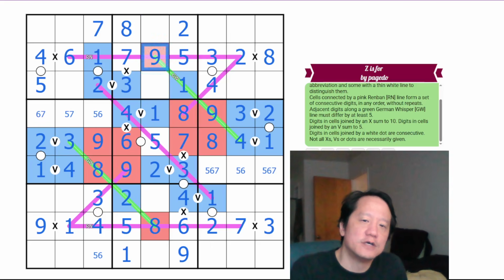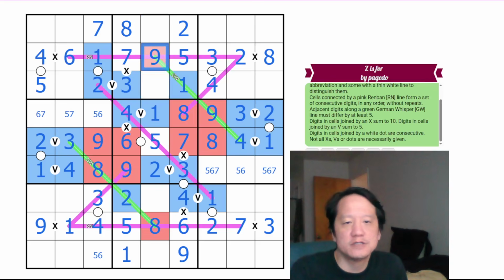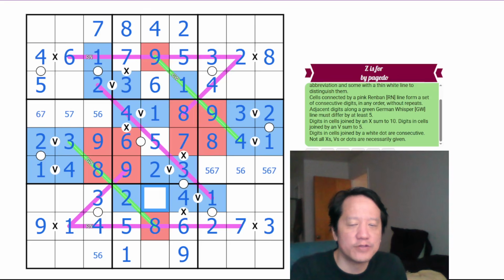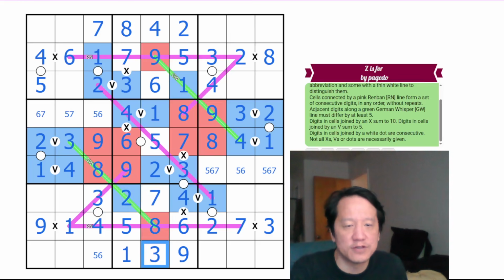Remaining digits of this upper central box are 4 and 6. This can't be 4 because of 4 in the row, so this is 6, which makes that 4. Remaining digits of column 5, then, are 3 and 7. And this can't be 3 because of 3 in the row, so this is 7, which makes that 3.